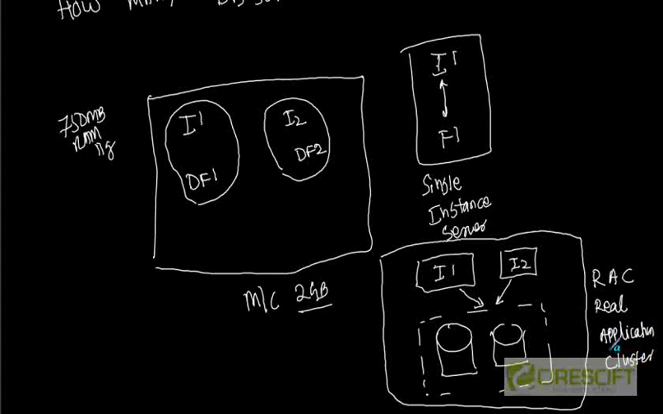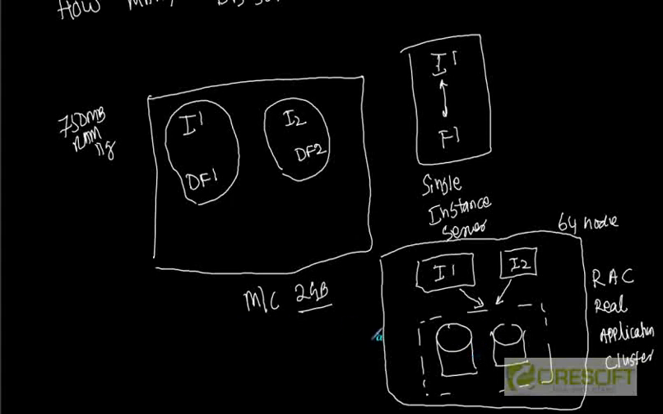You can ask another question: how many instances can you have? It depends. I have seen a 64 node RAC. A 64 node RAC means that we have 64 instances, all attached to a single database file system.